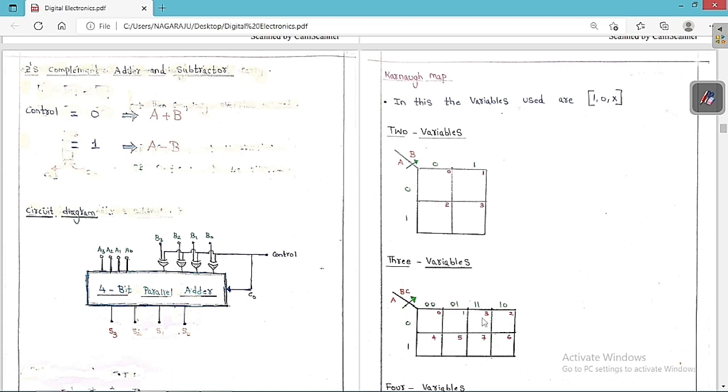See, only adjacent cells we can group. Only adjacent cells we are going to group because there only one variable is changing. And always you have to group from the highest to lowest. So always you have to group like 8 cells, 4 cells, 2 cells. We can only group like this. You have to always try to group from maximum cells to minimum cells, like 8 cells, 4 cells and the 2 cells. So like this that you always have to remember.